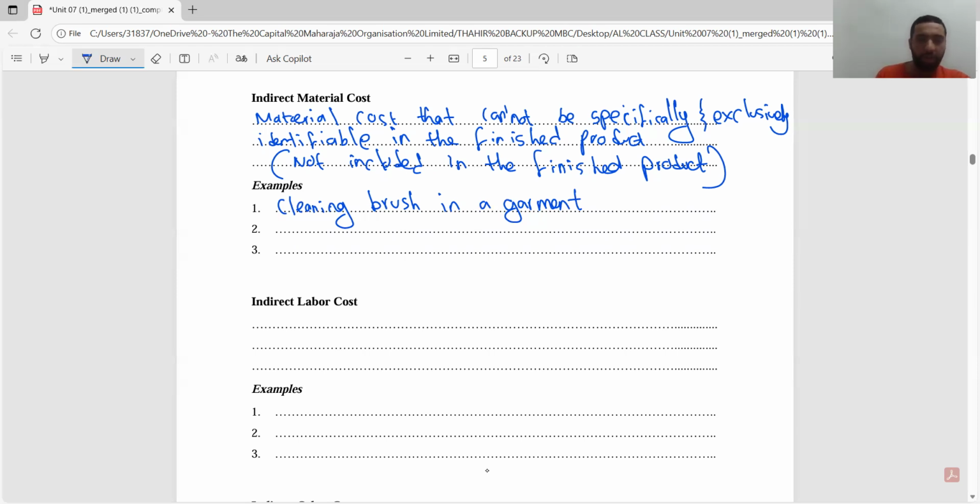It is commonly used for the entire garment. And then oil and lubricants for machines. This is called indirect.